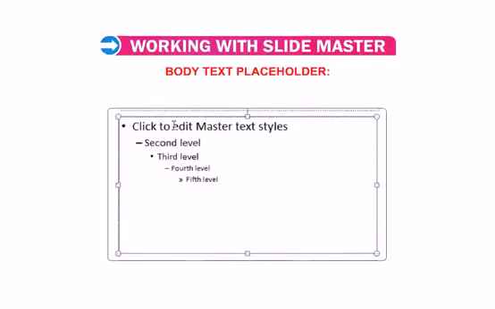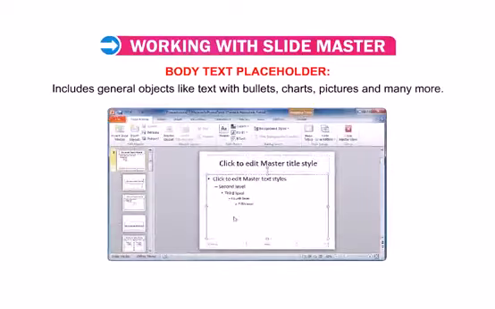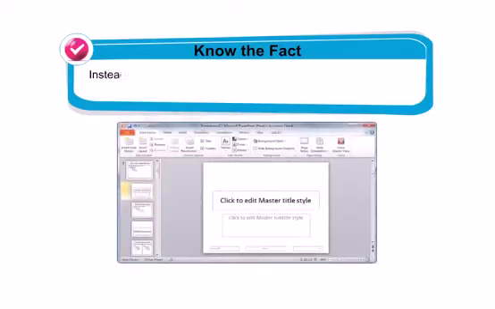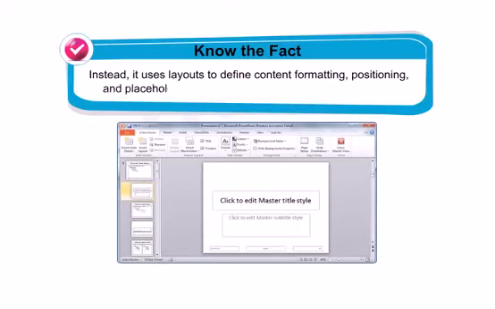Body Text Placeholder. This placeholder includes general objects like text with bullets, charts, pictures, and many more. Okay students, note the fact that the Title Master is not available in Microsoft PowerPoint 2010. Instead, it uses layouts to define content formatting, positioning, and placeholders for all the content that appears on a slide.